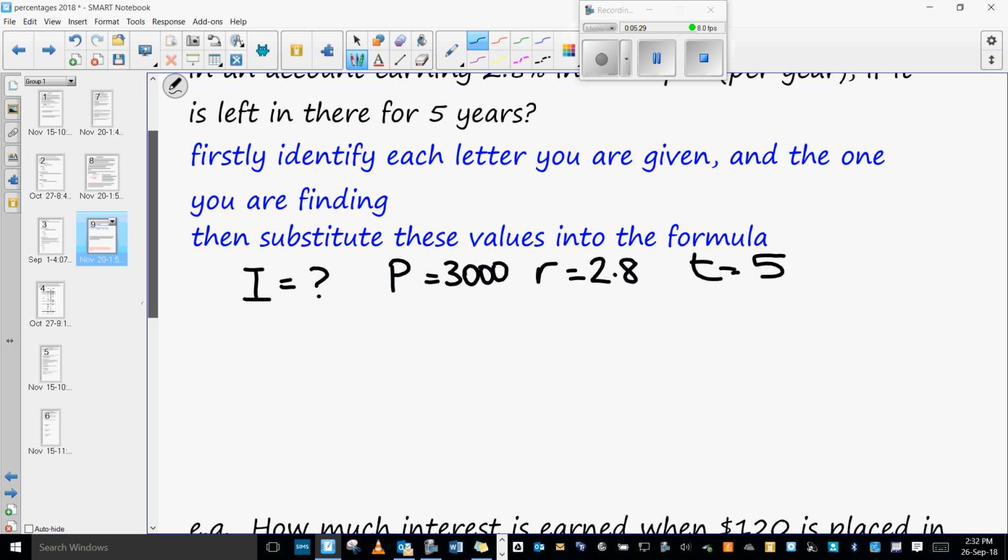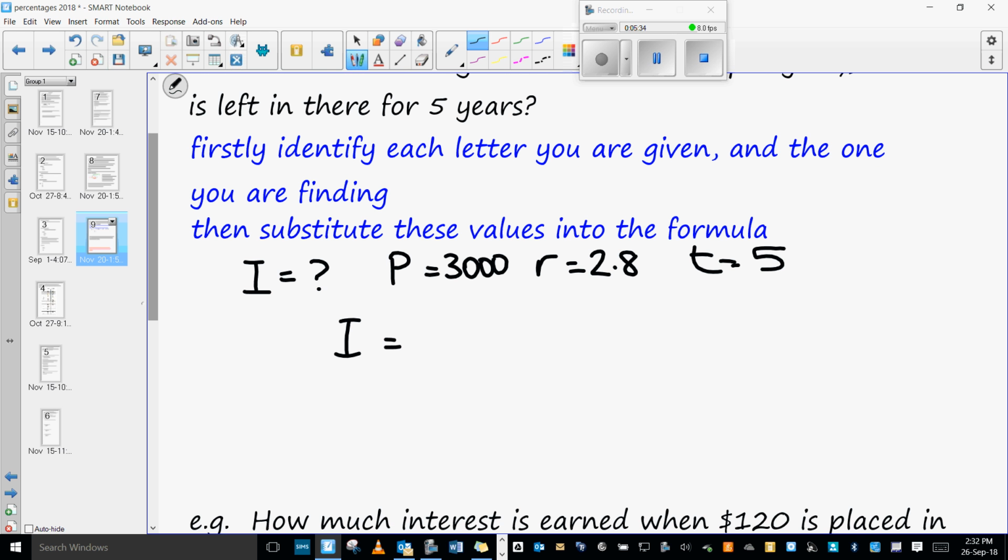So then what we do is we say I equals, and then we follow our formula. So we've got 3,000 multiplied by 2.8 multiplied by 5 divided by 100. And then we chuck that in our calculators.